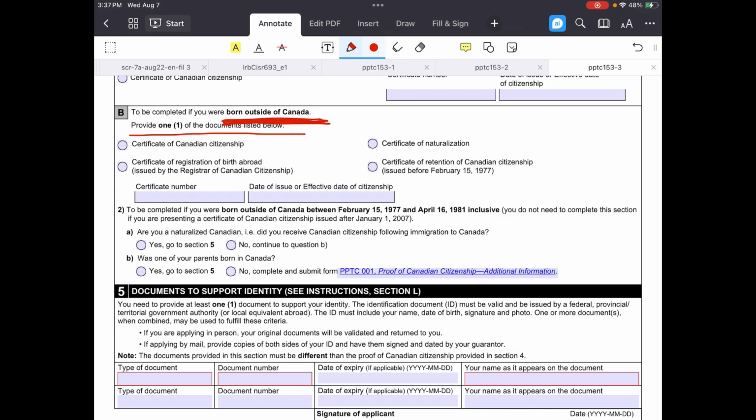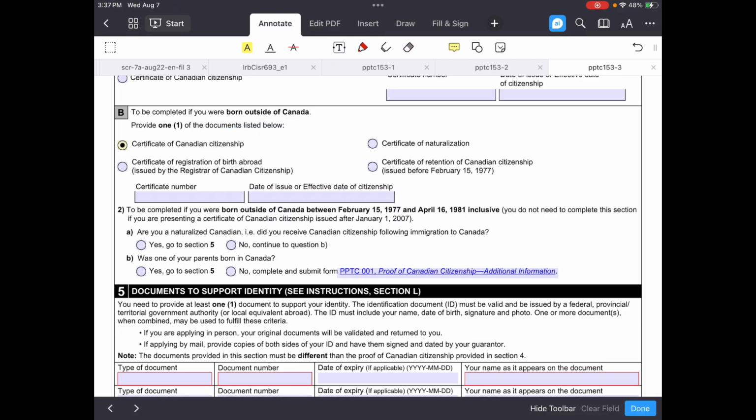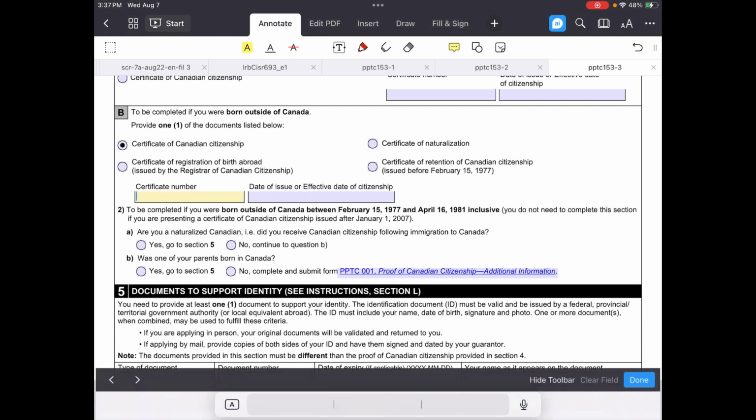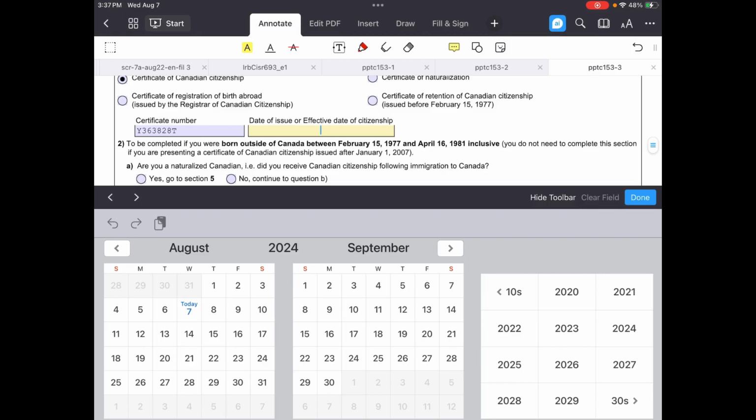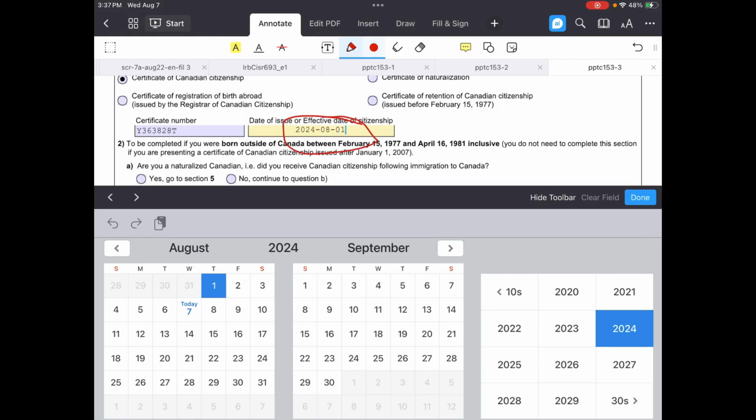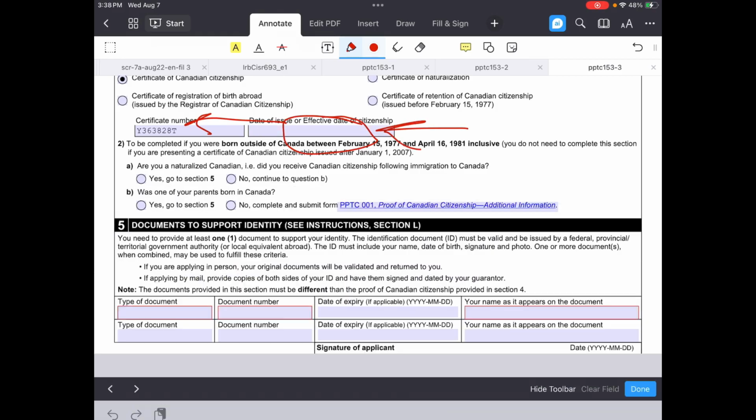For section B, for people who were born outside Canada, it's asking you to provide one document. It can be any of these. You just need to pick one. In this case, we're gonna say certificate of Canadian citizenship. Then you have to include the certificate number. We're going to say this is the number. Then you have to include the date that is shown on the certificate. On the Canadian citizenship certificate, you see a date that the certificate was issued or granted. That's the date you must enter here.